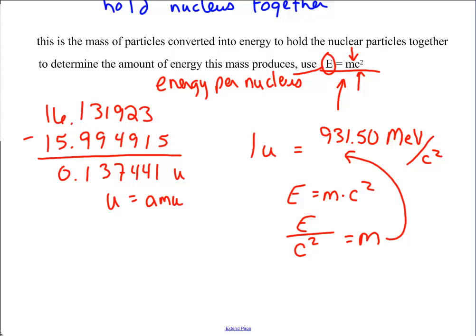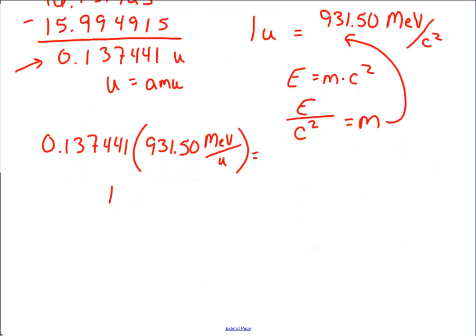So if I want to find the binding energy for this mass defect, I'm going to take the mass defect, and I'm going to multiply it by my mass to MeV conversion. When I do that, I get 128.026 MeV, and this is per nucleus. It turns out, however, that binding energy per nucleus is a helpful number, but not that helpful.